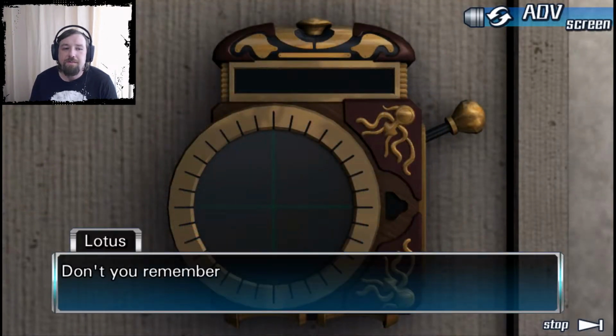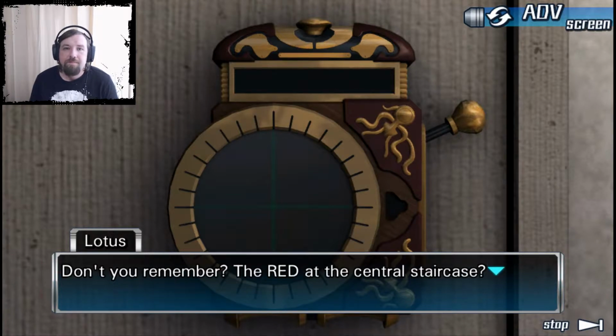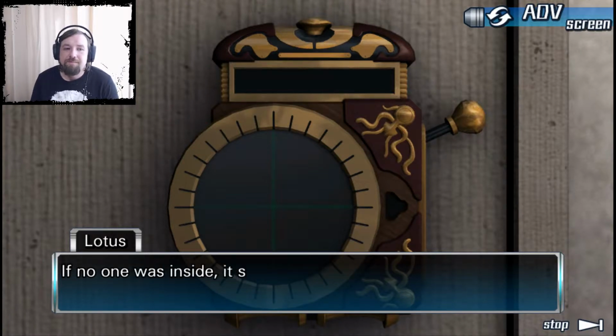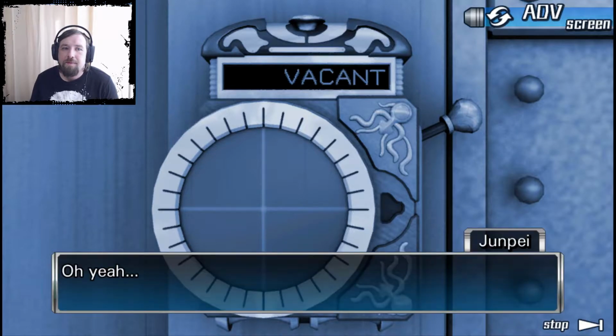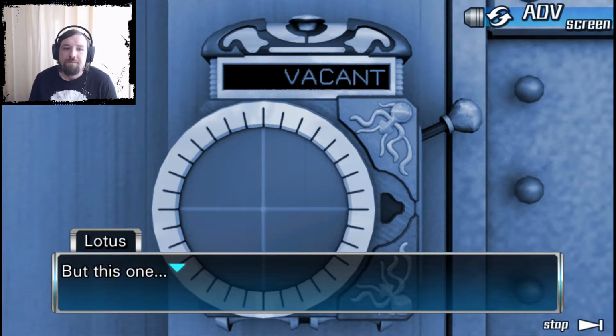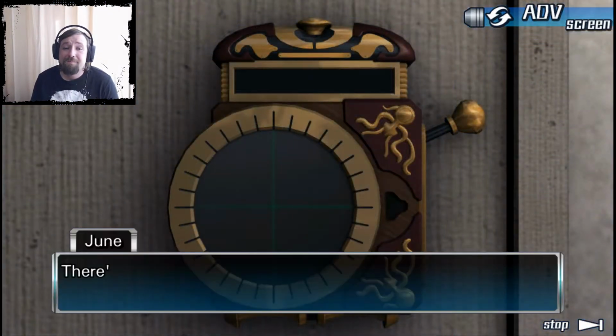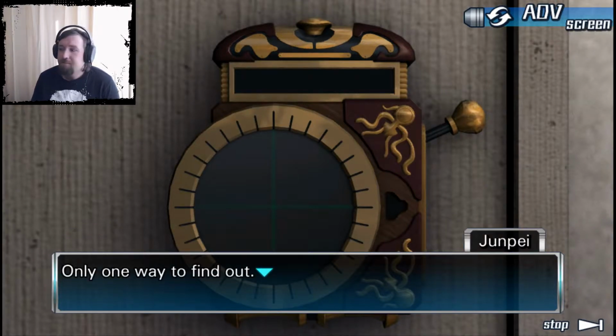It's not turned on. Don't you remember? The red at the central staircase? It said vacant. If no one was inside, it said vacant. Oh yeah, you're right. But this one, it says nothing. There's nothing on it. Wonder if it's broken. Needs to be turned on, right? Only one way to find out.